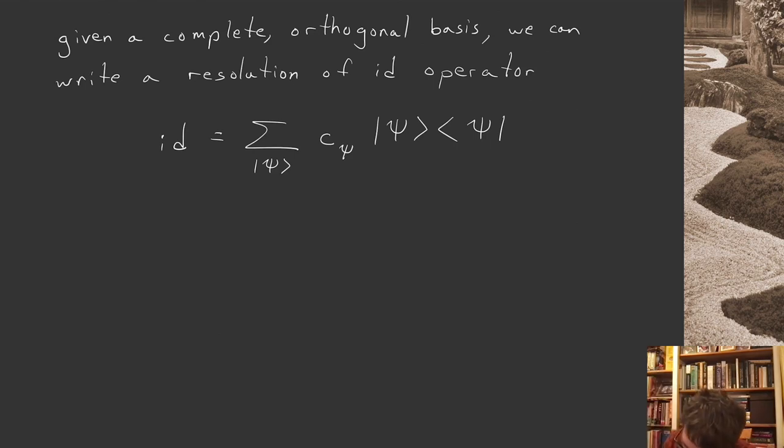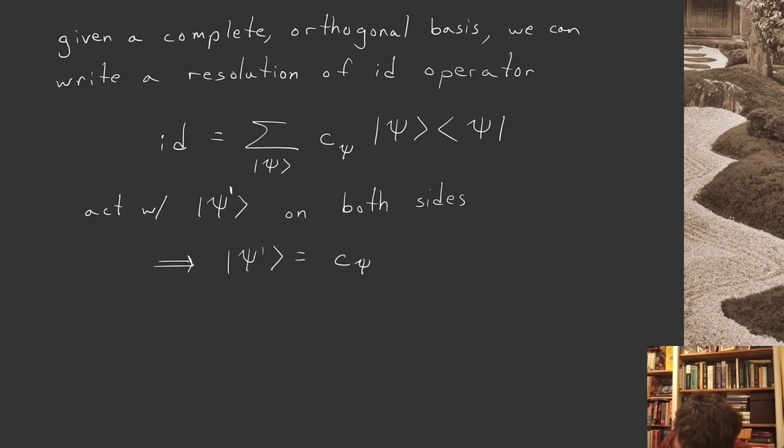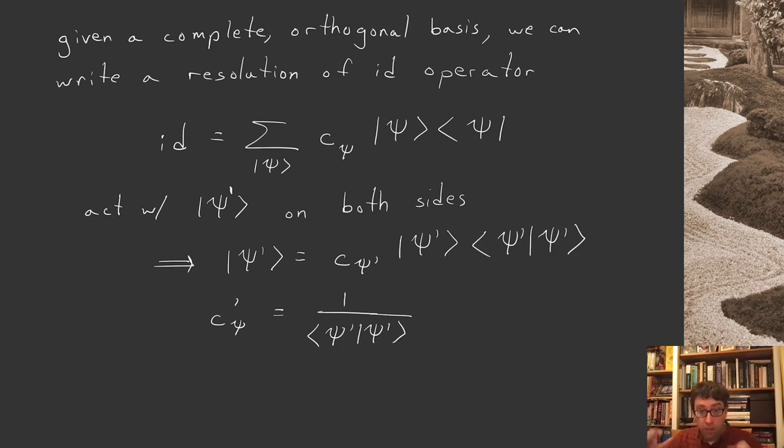And how does this work? Well, you can act with psi on both sides. Let's call it psi prime. And you'll see from this that psi prime is equal to C psi prime, psi prime, psi prime, psi prime. And then in order for this to be true, this normalization, this coefficient C psi, has to be equal to 1 over the inner product of psi prime with itself.